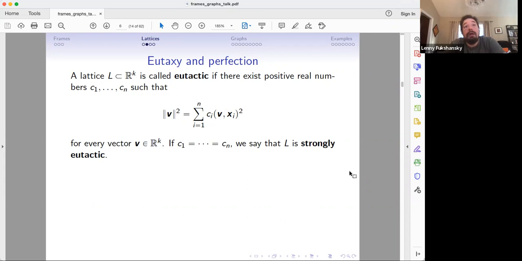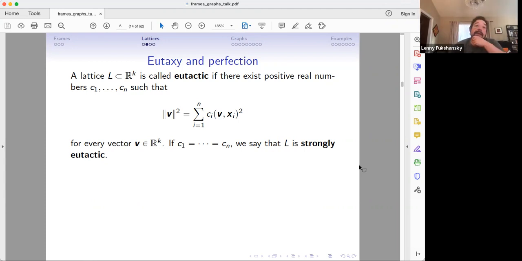Now, in some very special cases, I can actually take all of these eutaxy coefficients to be equal to each other. In this case, we say that L is strongly eutactic. Notice, of course, that if I take all the coefficients equal to each other, then this is just the tight frame condition.